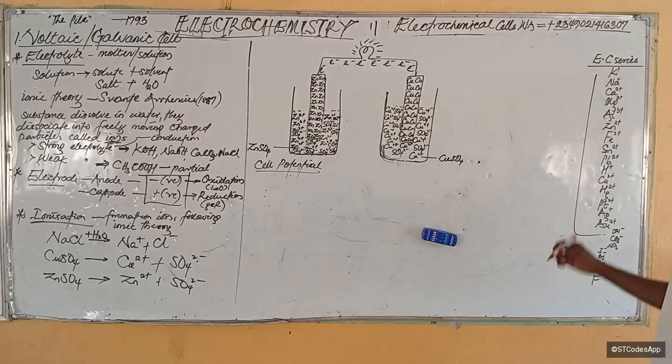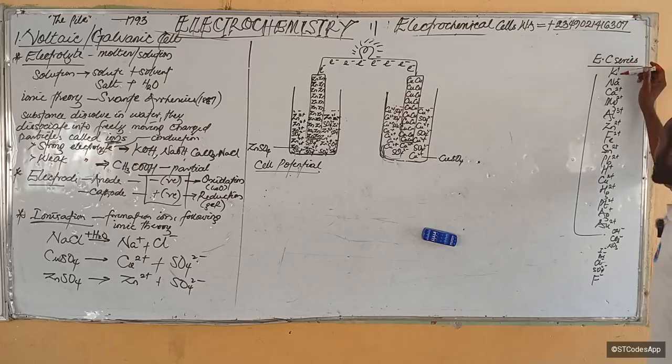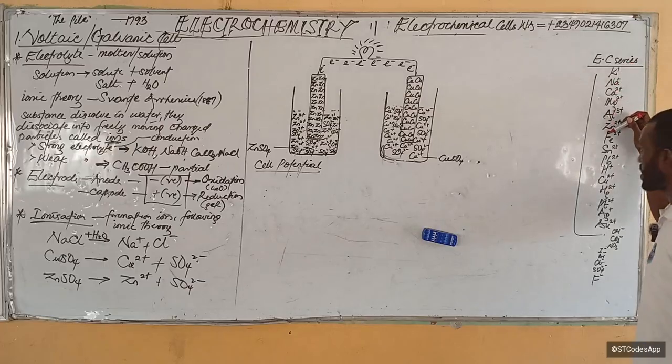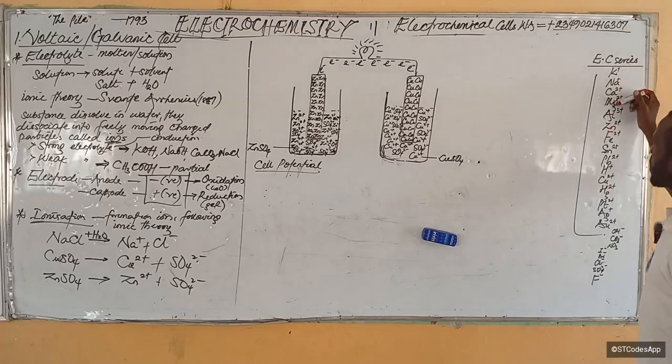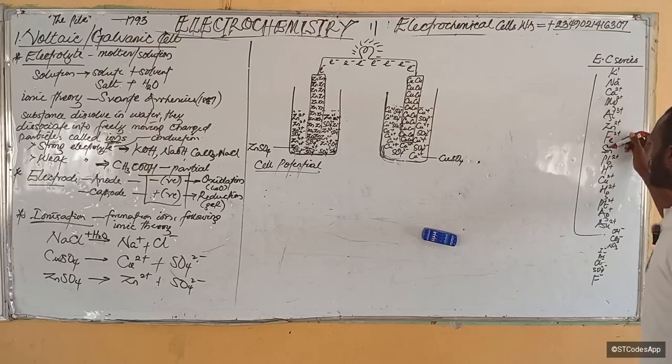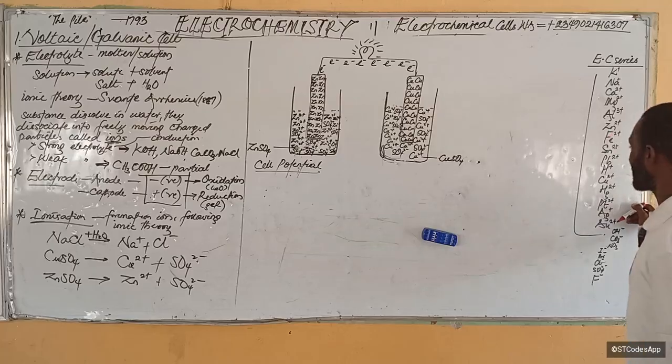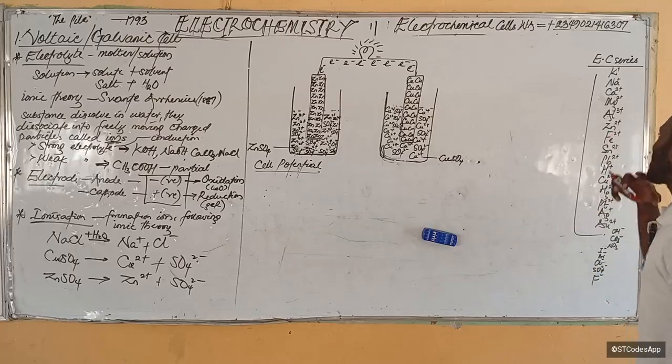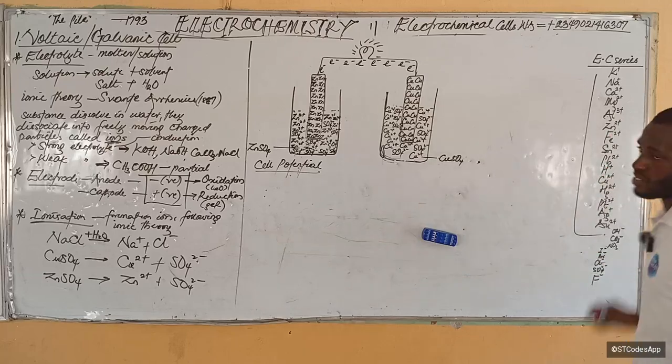Now, the mnemonic I said I'll give, I don't know the end: King Nathaniel can marry all Zion family. King Nathaniel can marry all Zion family. Then finish this one, I can't remember it. So now, why did I give you this?